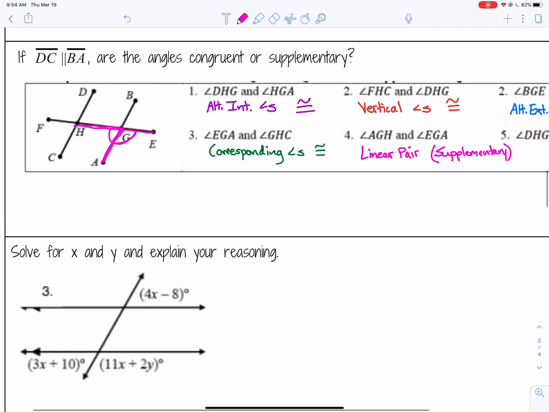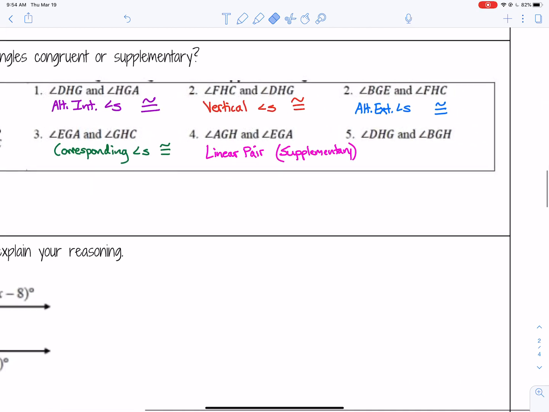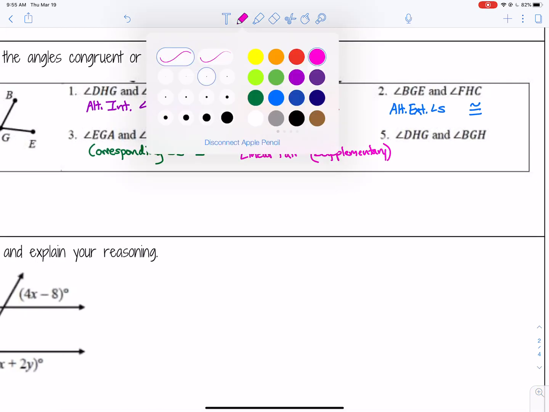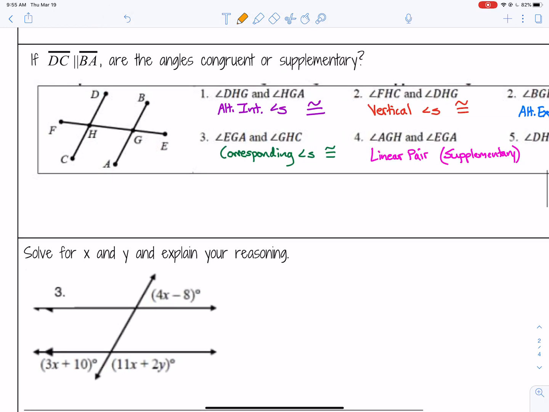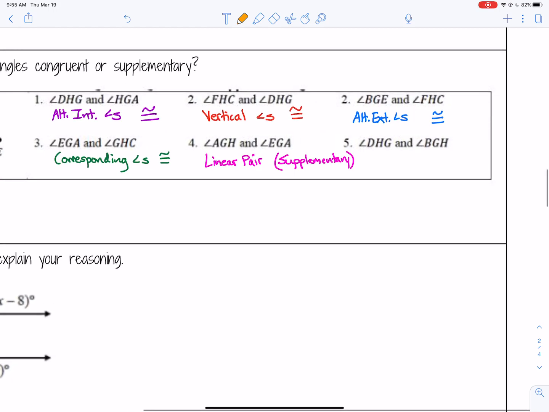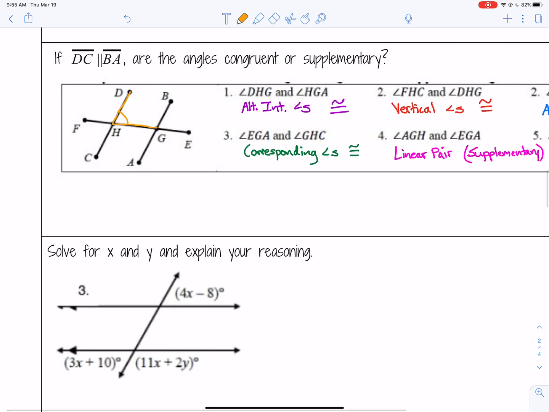There's not really a symbol for supplementary, so you just have to write it. Okay, now let's look at this last one of this example. Let's see, I'll just do orange. So DHG forms that angle, and angle BGH, so B to G to H.